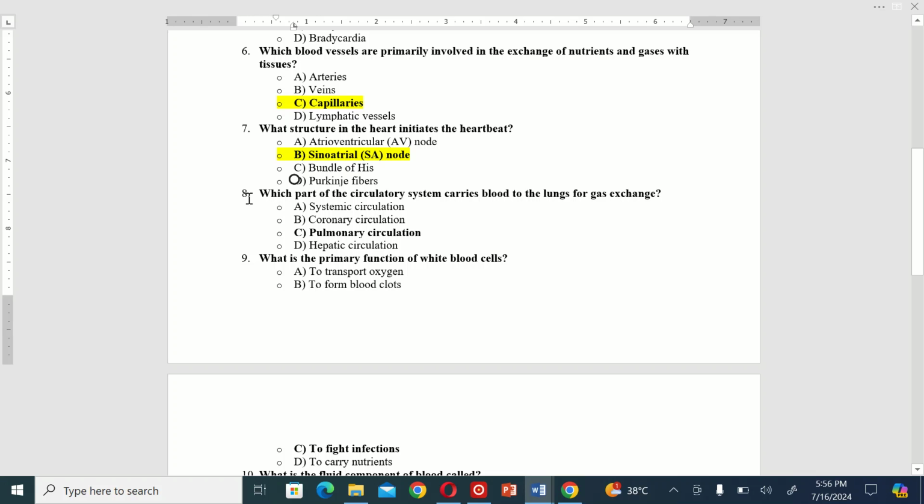The next MCQ is: which part of the circulatory system carries blood to the lungs for gas exchange? A. Systemic circulation, B. Coronary circulation, C. Pulmonary circulation, and D. Hepatic circulation. So the correct option is pulmonary circulation.